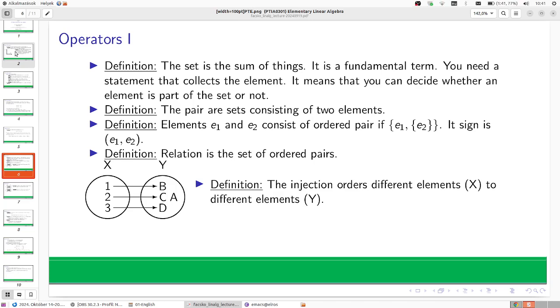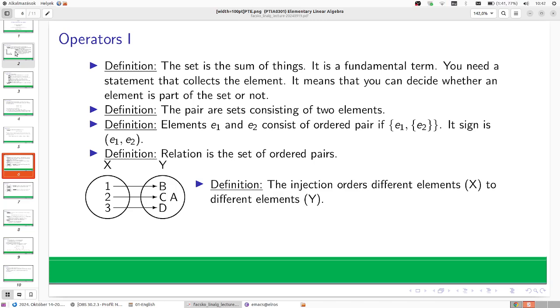This is not the most important thing of life and mathematics. You just have a set. Okay, what is a pair? A pair is just a set with two elements. That's quite simple. What is an ordered pair? That's more important.